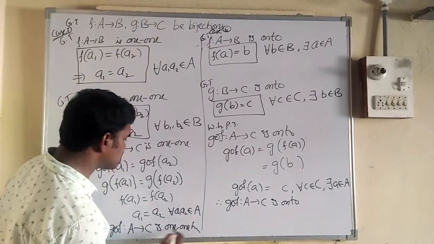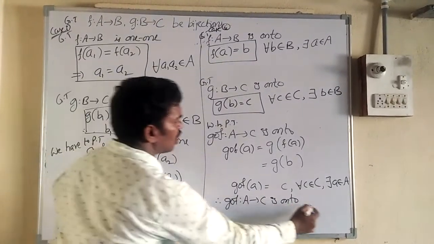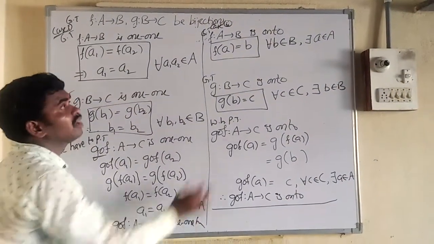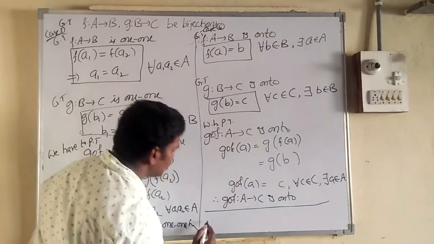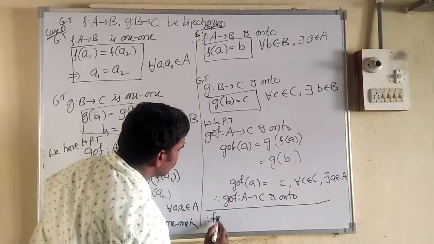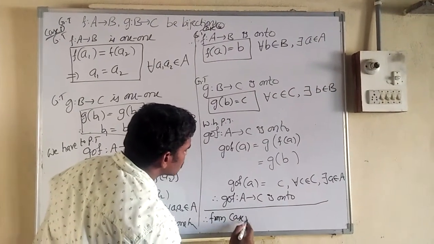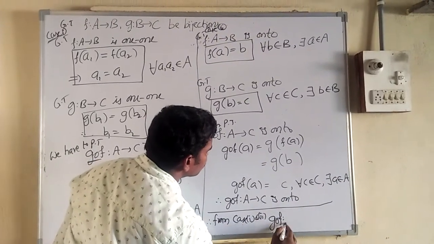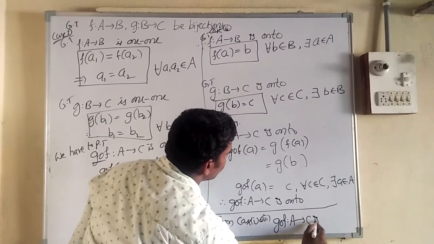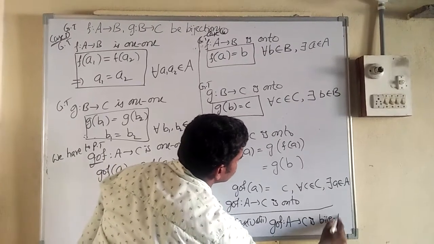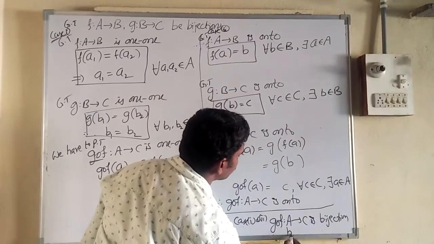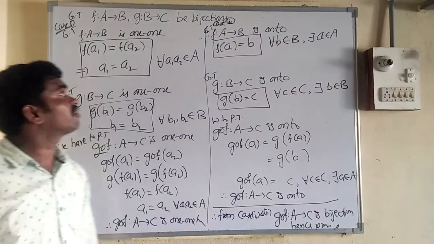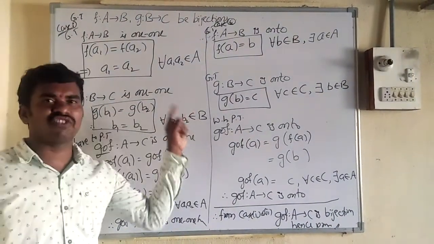So here we got G circle F is 1-1, and here we got onto. From case 1 it showed 1-1, from case 2 it proved onto. Therefore, finally from cases 1 and 2, G circle F, which maps from A to C, is a bijection. Hence proved. So friends, this is the proof of the first theorem.